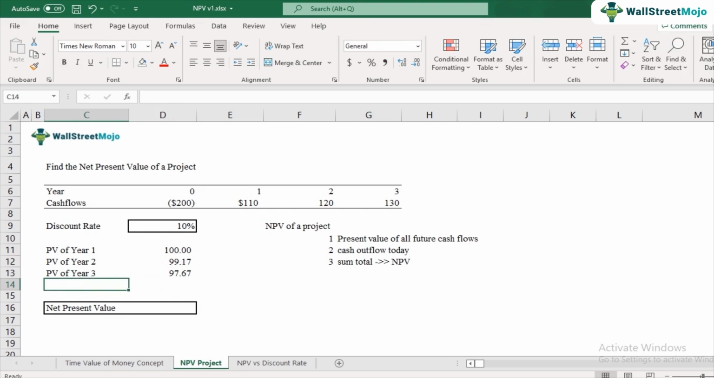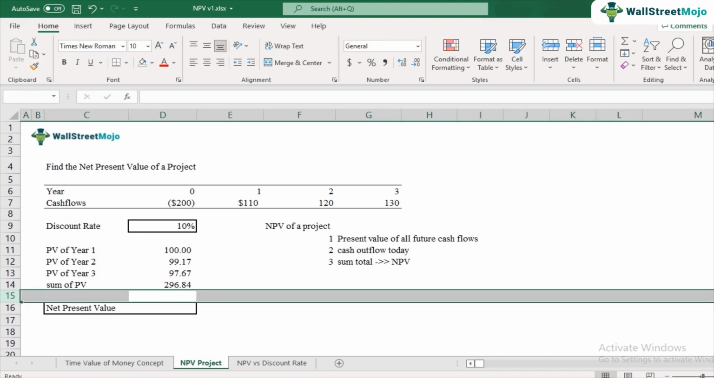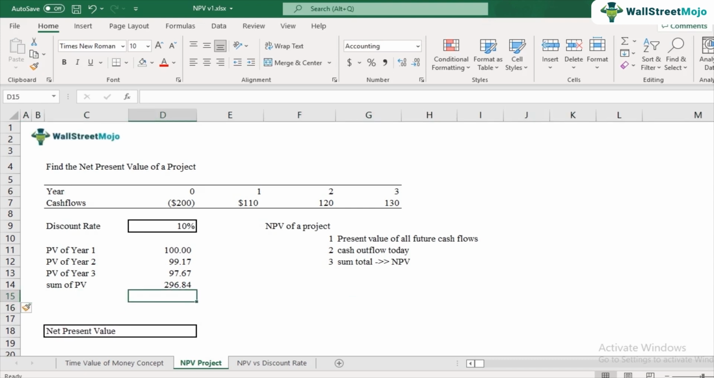So what is the sum total of all this? This will be how much? Let's sum total this. This is 296.84. Okay. So this is the total present value which we have, right? Of the future cash flows. This is the first step which we did, right?